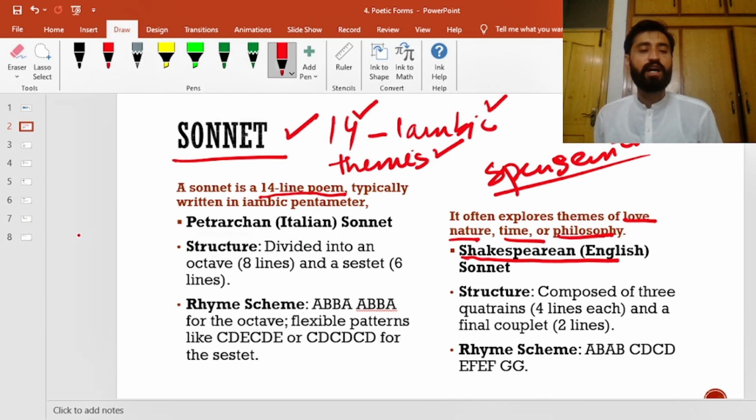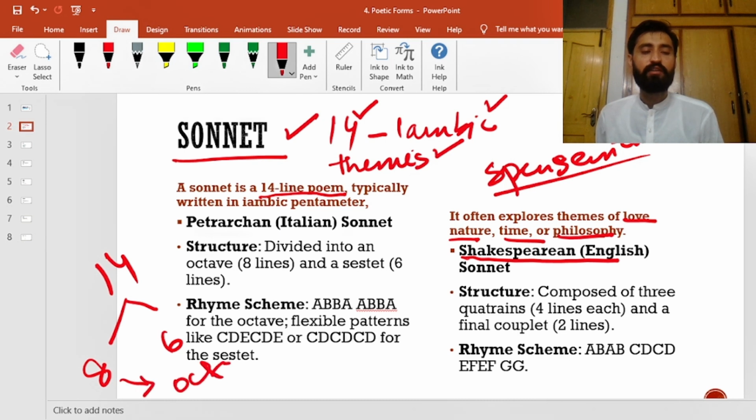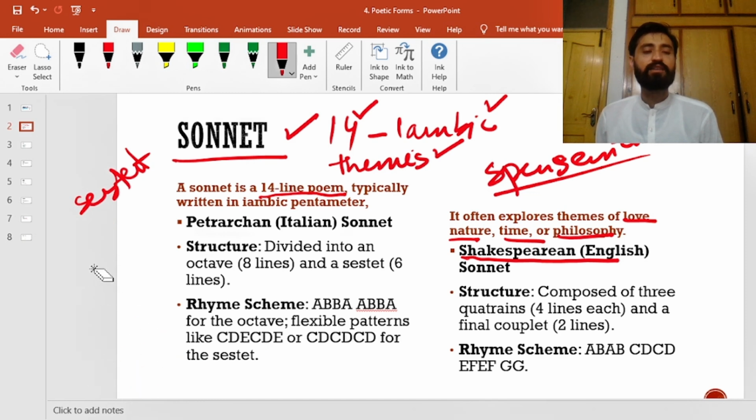So, the Petrarchan sonnet. We know that a sonnet is of 14 lines, right? Now a Petrarchan sonnet is divided into 8 lines and 6 lines. The 8 lines are called the octave, and the second part is called the sestet. So in a Petrarchan sonnet we have an octave, an 8 line stanza, and a sestet, a 6 line stanza. The rhyming schemes are given in front of you, right?